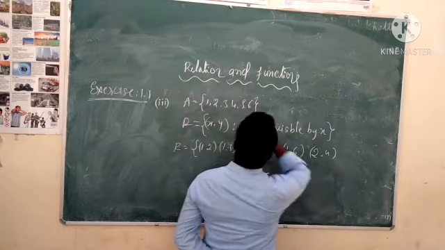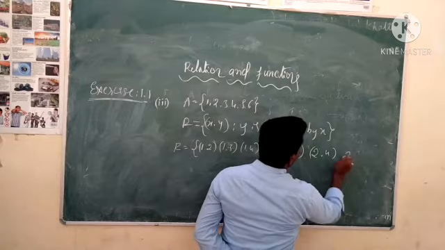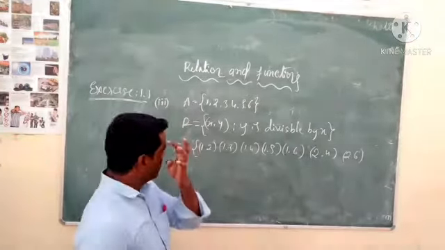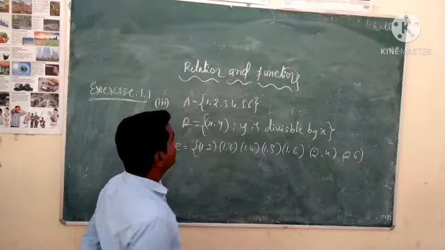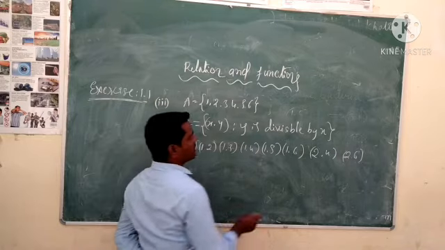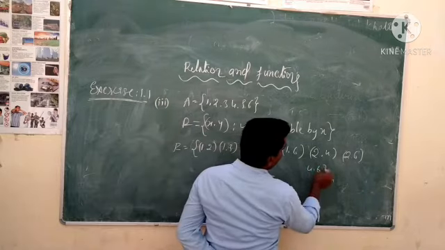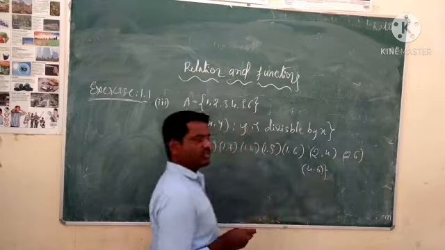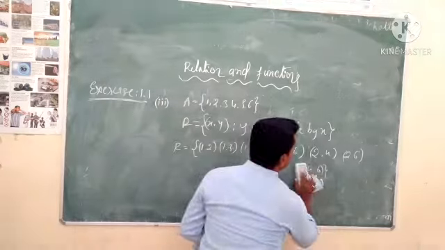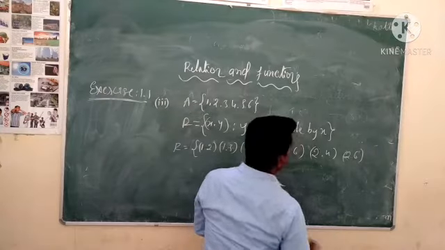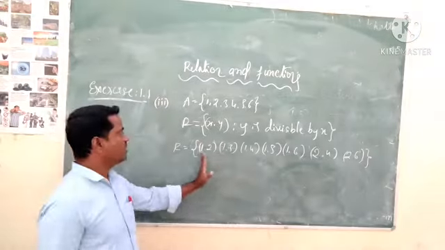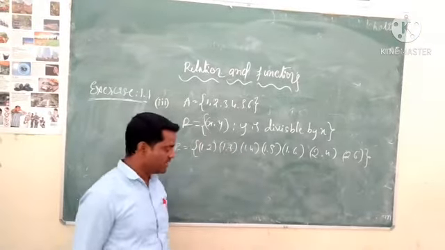Next, (2, 5) is not applicable. (2, 6), okay, 6 by 2 is equal to 3. Then (4, 5) is not applicable. (4, 6) is also not divisible, since 6 by 4 gives a decimal. Then the ordered pairs are (1, 2), (1, 3), like that.